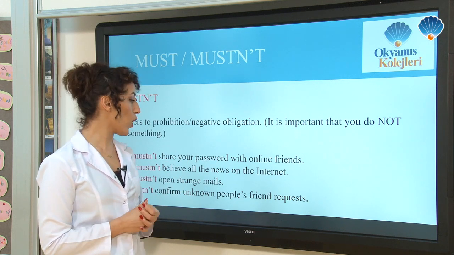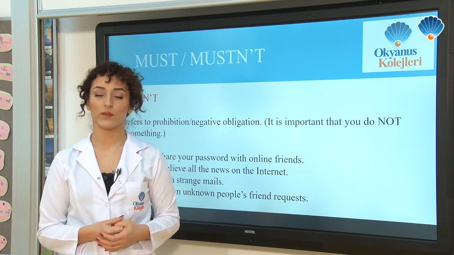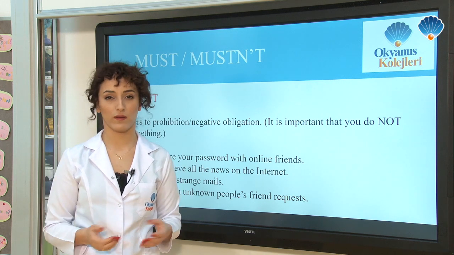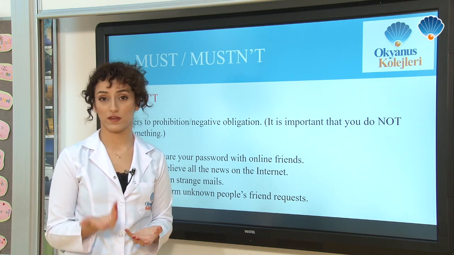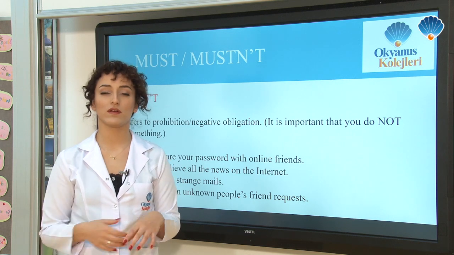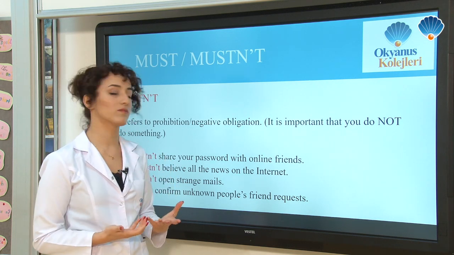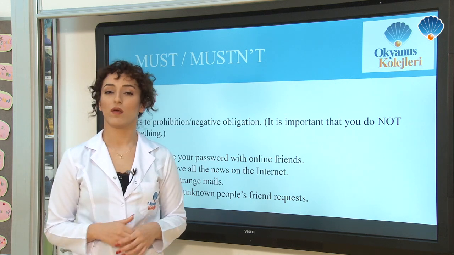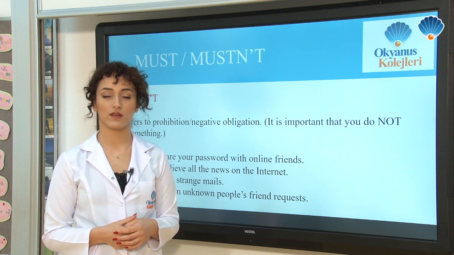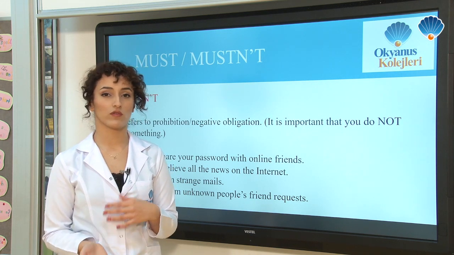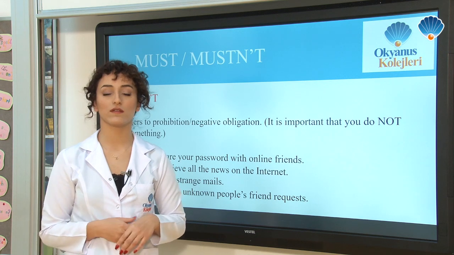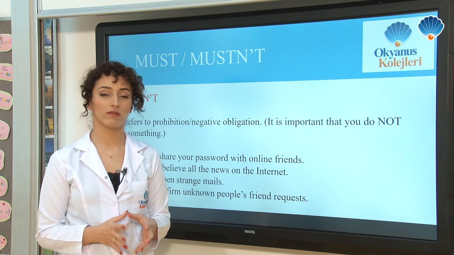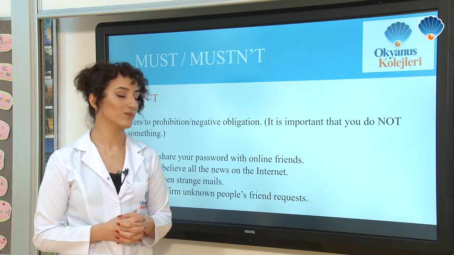So we can say it as a prohibition with mustn't. They mustn't believe all the news on the internet. As you know, on the internet there are many news and they can't all be real. That's why we're going to say as an advice to our parents, maybe to our children, they mustn't believe all the news. You mustn't open strange mails. Maybe in those mails, as you can see, there can be link addresses which can lead to wrong sites or harmful sites or dangerous sites. That's why we can say you mustn't open it, as an advice again.